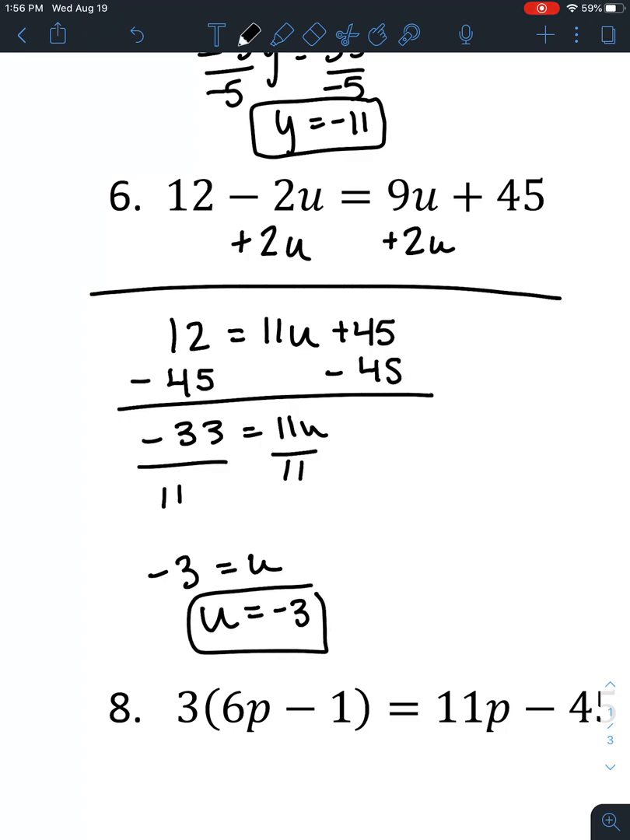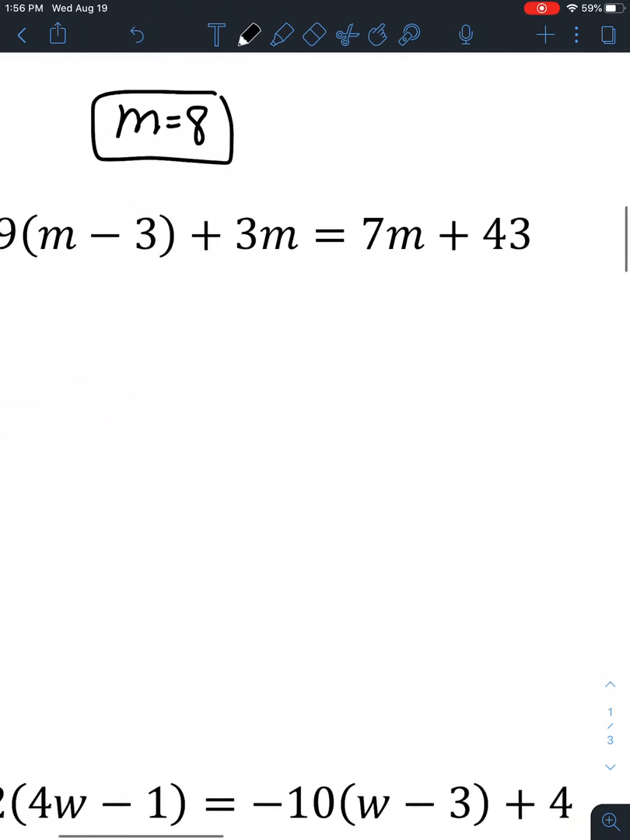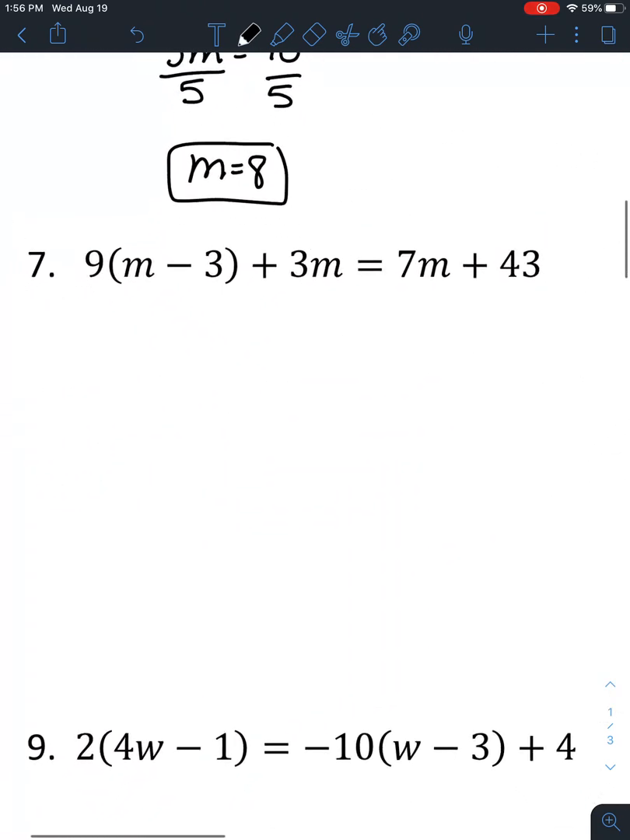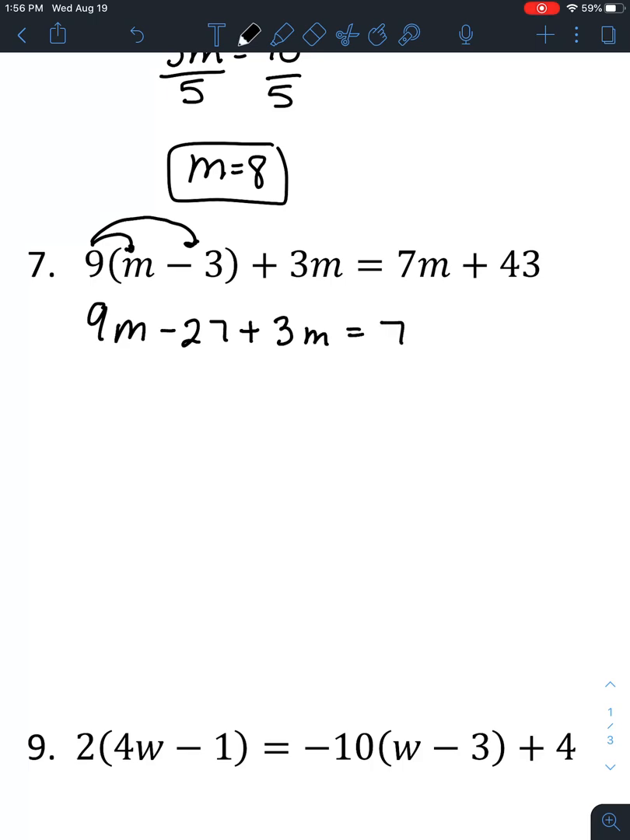All right, here we go, number 7. So this one now is requiring us to distribute like we did in that first problem set. So I'm going to take my 9 and multiply it to everybody on the inside of my parentheses. 9m minus 27 plus 3m equals 7m plus 43. Again, combining like terms here, so 9 plus 3, that gives me 12m minus 27 equals 7m plus 43.